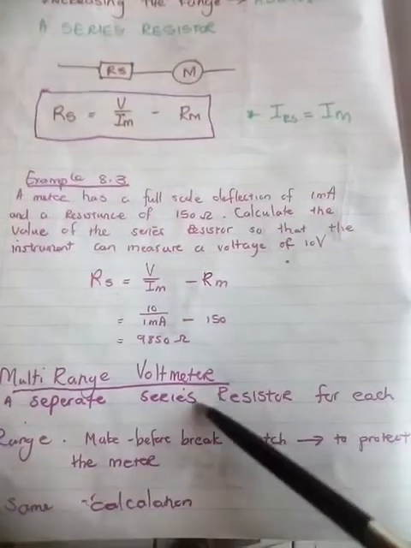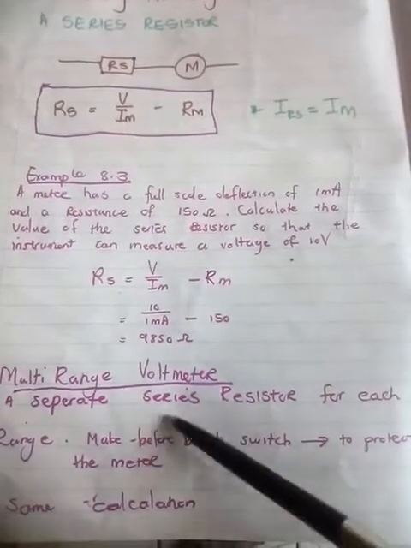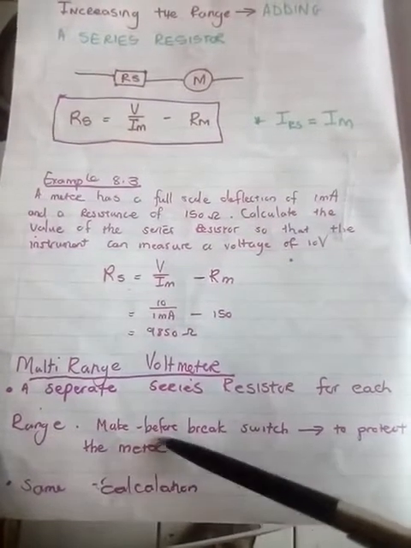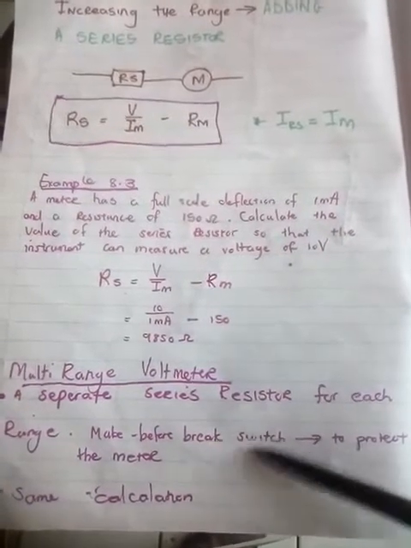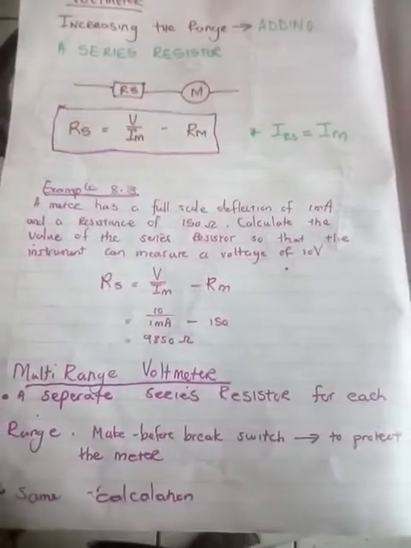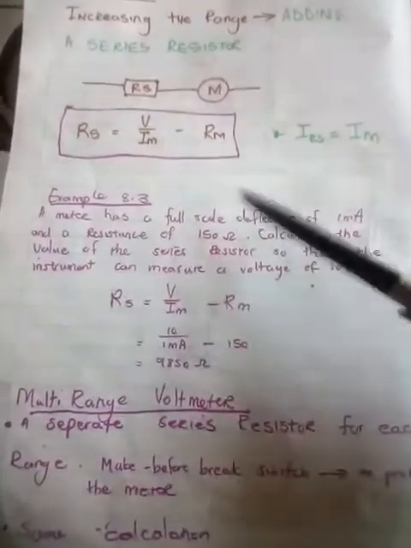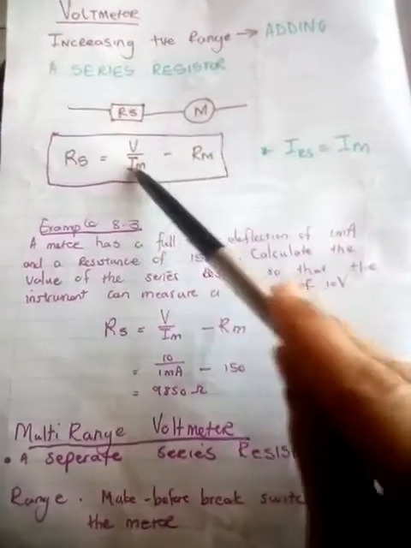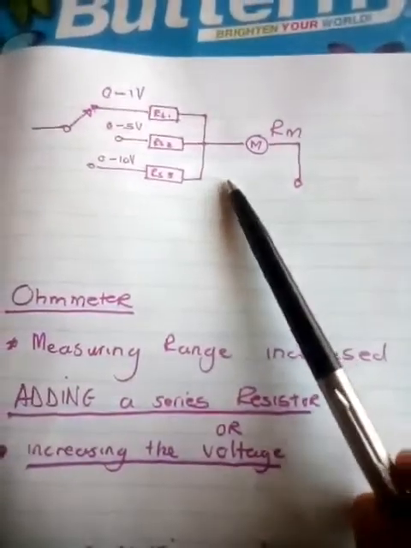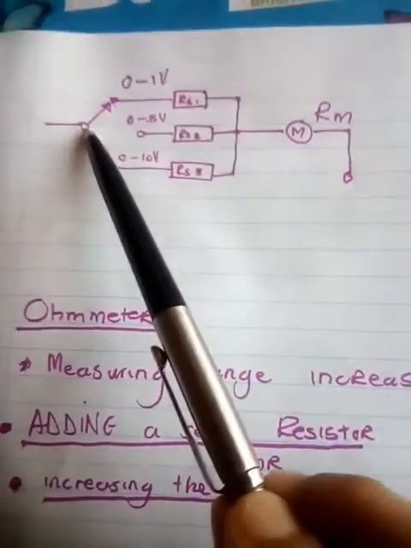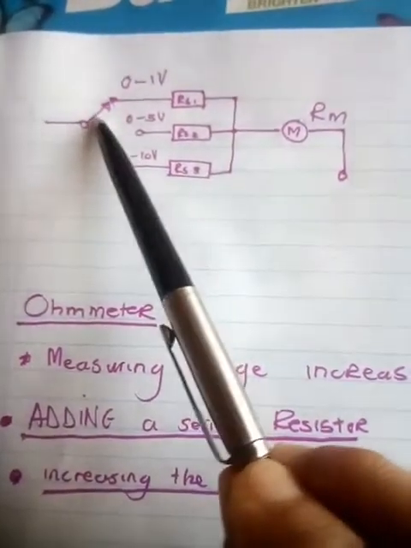For multi-range, you add a separate series resistor for each range, with a make before break switch, and that's also included in the circuit. It's to protect the meter, and the calculation is the same as for a single resistor that you add, so you use the same formula. If you look at the drawing, here's a make before break switch, which can also be a relay.